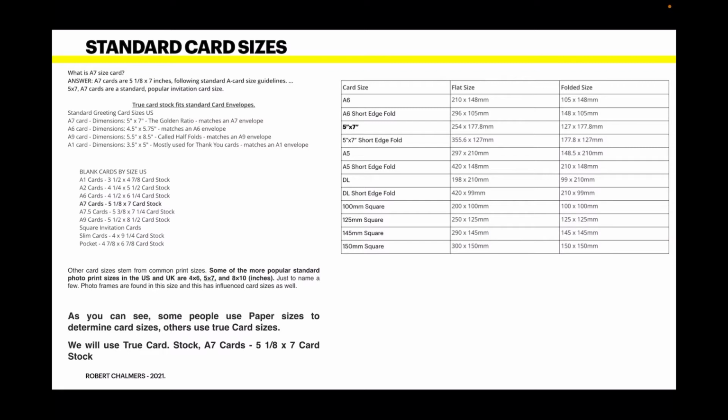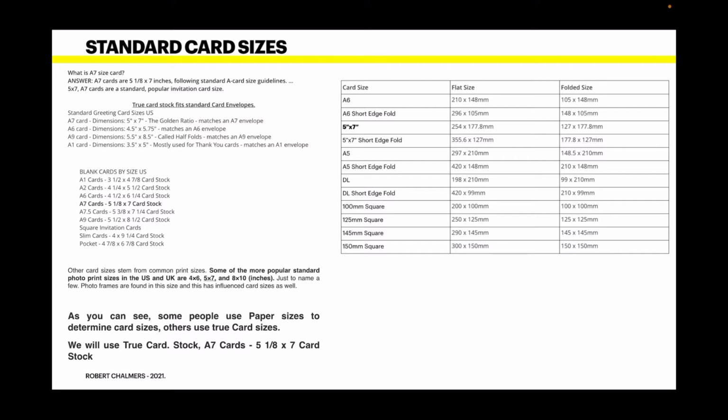So beware of that. A5 in paper stock is not the same as A5 in cardstock. They are slightly different, so be aware of that when you come to doing your work. I'm going to be using true cardstock A7 cards, which are 5 1/8 inches by 7 inches. You can keep all those references there for future reference.